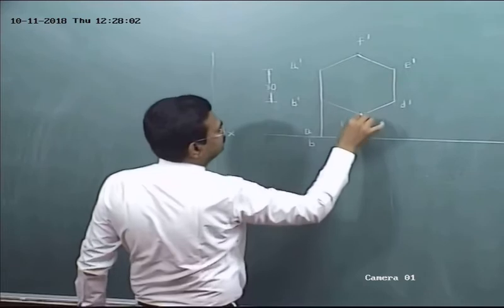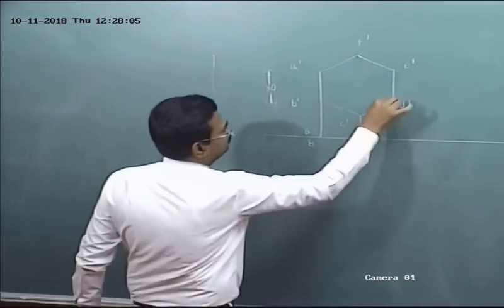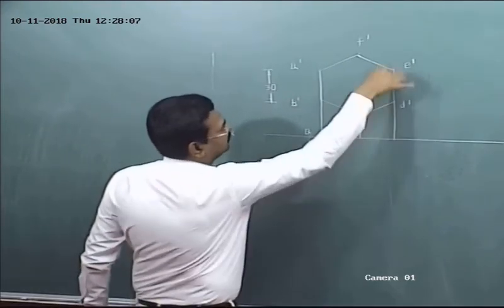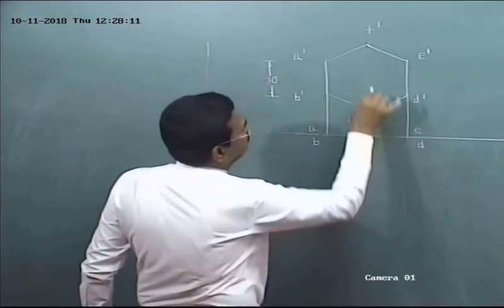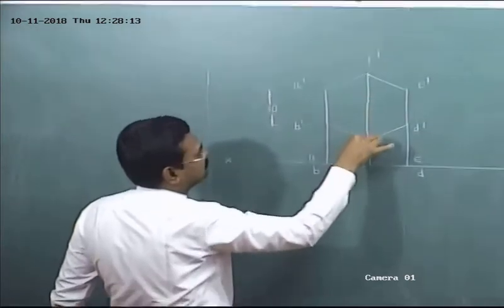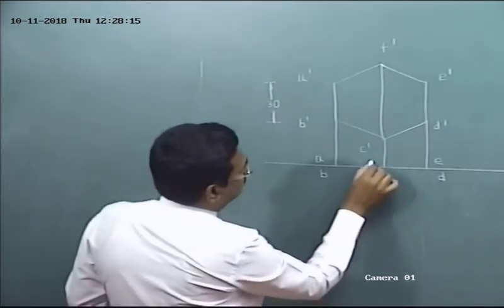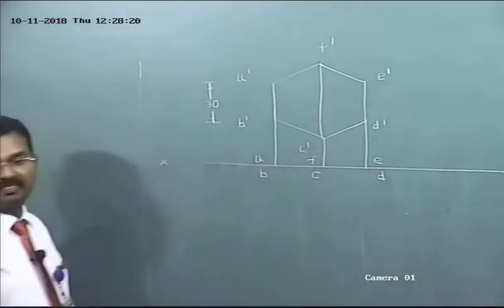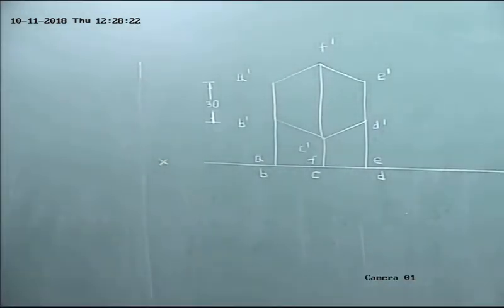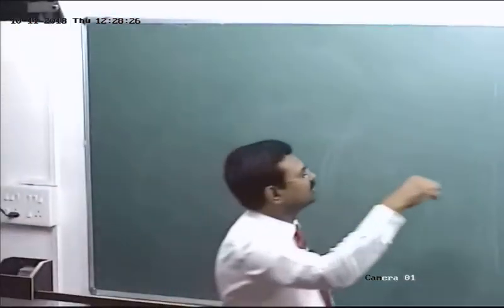Similarly, from C, draw a line. From D, draw a line. What about E? E lies on the same point, E, D. What about F? F lies on C. So F and C. How to mark visible and invisible corners? To mark visible and invisible corners in the top view, look at the front view in downward direction.